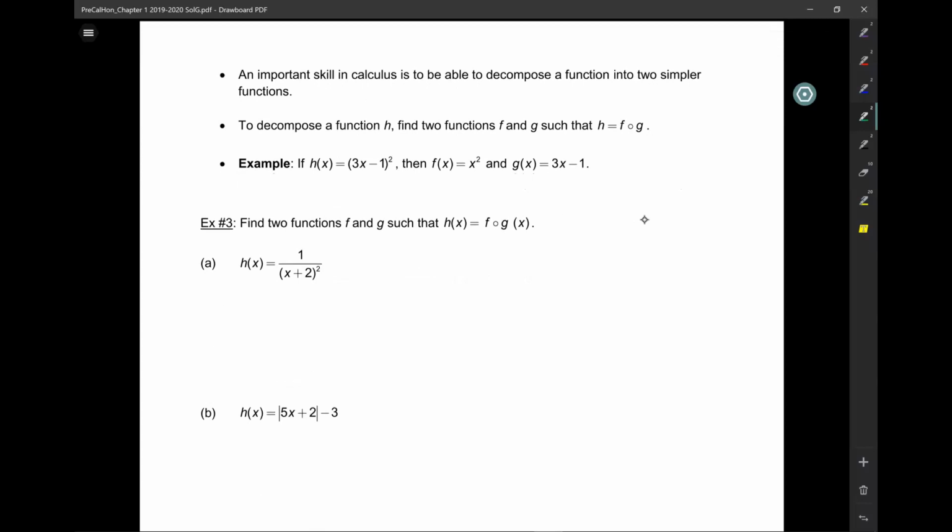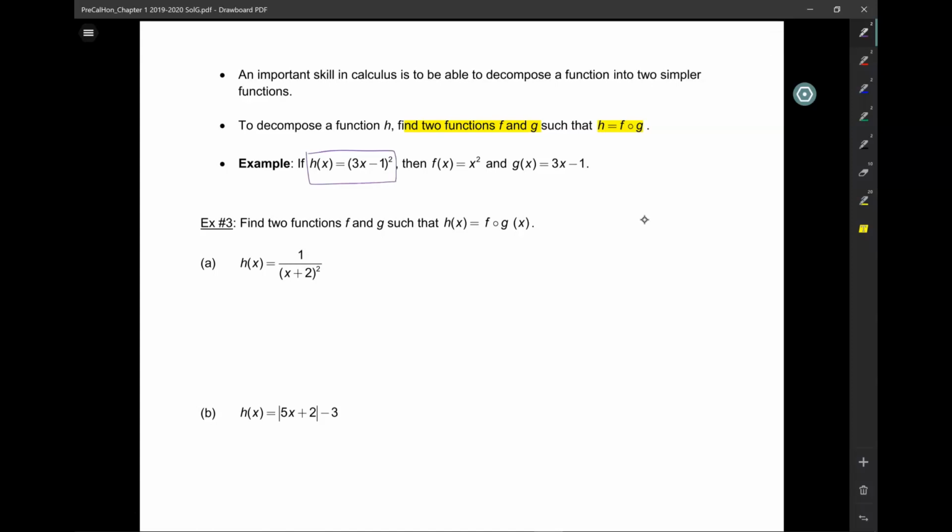All right. So to decompose a function h, we have to find two functions, f and g, such that f of g of x is equal to h. So for example, take a look at this one. h of x is (3x minus 1) quantity squared.